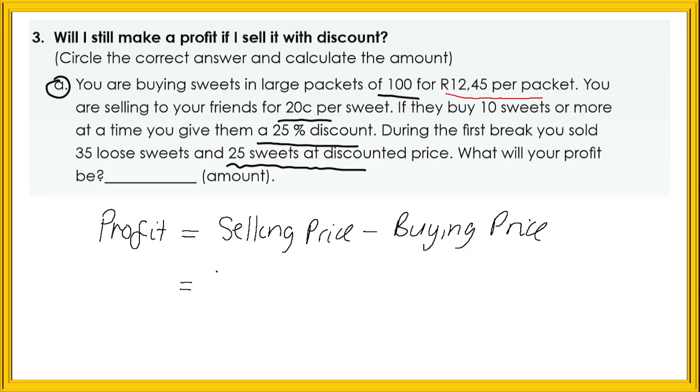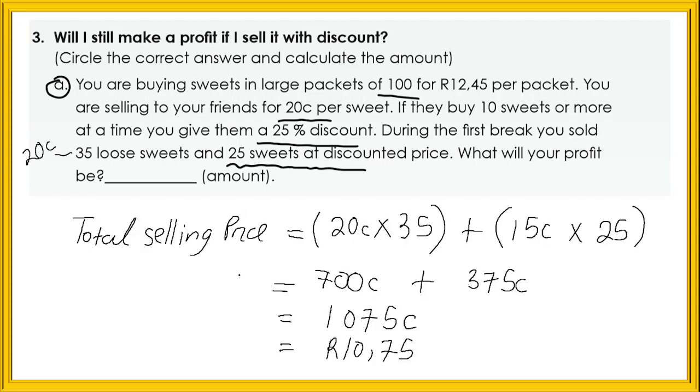Why is it? It looks like we made a loss there. Our selling price is, if I go back, 10 rands and 75 cents. There's something we did wrong there. It looks like we're making a loss. Can you see that?